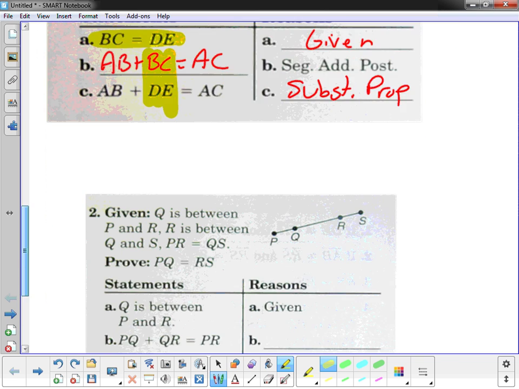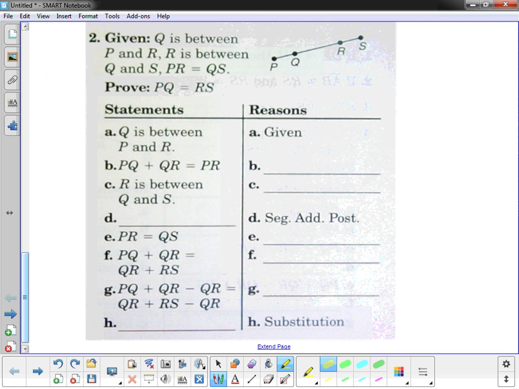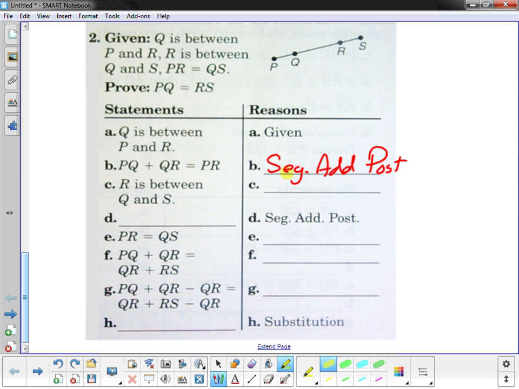Let's look at one that's a little bit bigger. So I got Q is between P and R, R is between Q and S, and that PR equals QS. Big information there. So now we're given that Q is between P and R, and that's given information. Step B says PQ plus QR equals PR. That's addition. I'm adding things. This is the segment addition postulate. Told you to beware of that one.